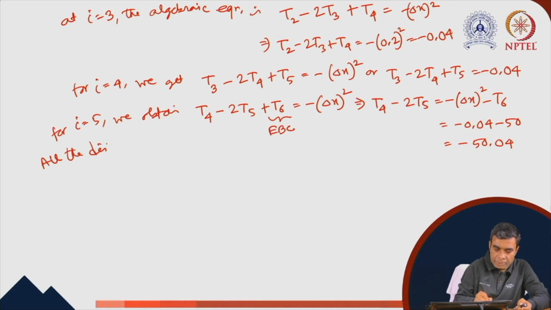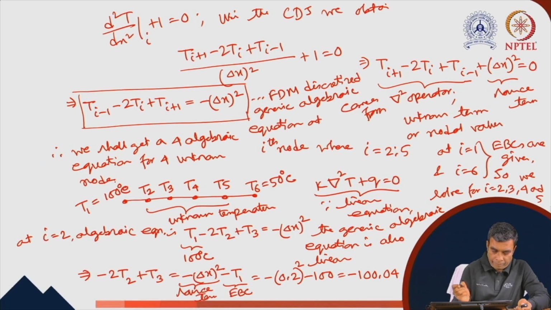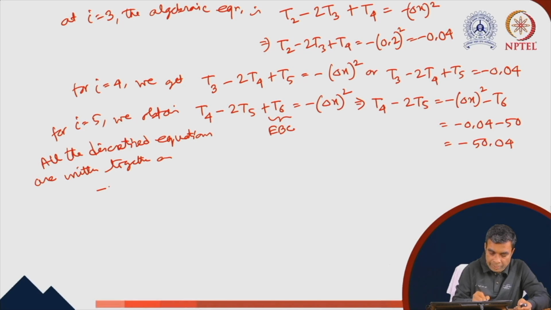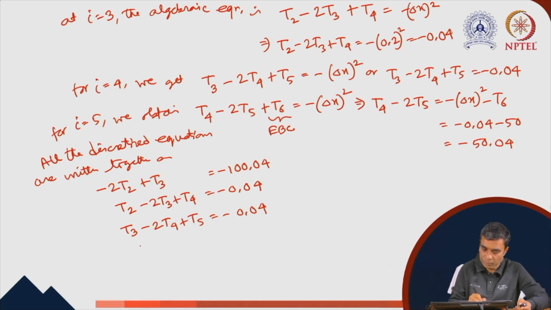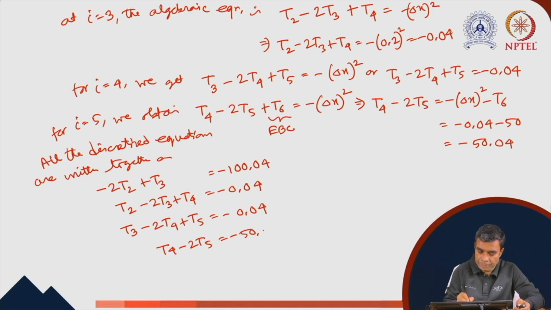Now we write all the discretized equations together as: minus 2T2 plus T3 equals to minus 100.04, T2 minus 2T3 plus T4 equals to minus 0.04, T3 minus 2T4 plus T5 equals to minus 0.04, and finally we are left with T4 minus 2T5 equals to minus 50.04.